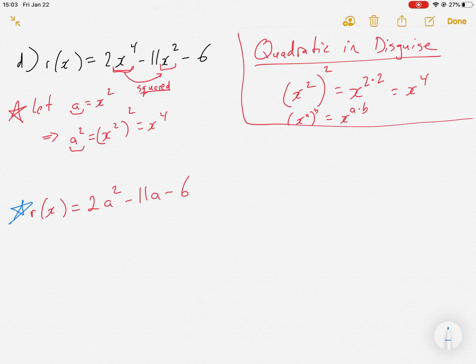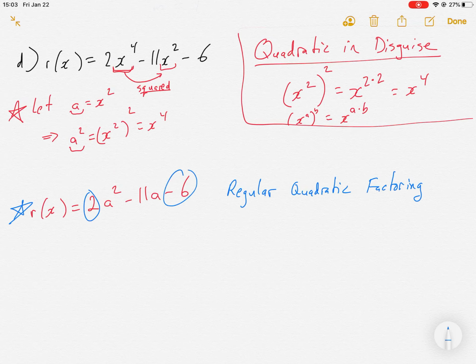Okay, let's go back now to this part. R of x equals 2a squared minus 11a minus 6. This looks like a quadratic now. We know it's sort of a quadratic in disguise, but it does look like a quadratic. So let's use regular quadratic factoring just like we did before.